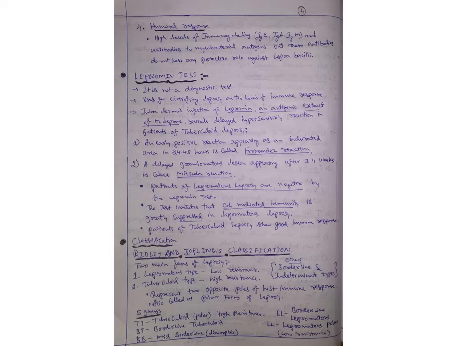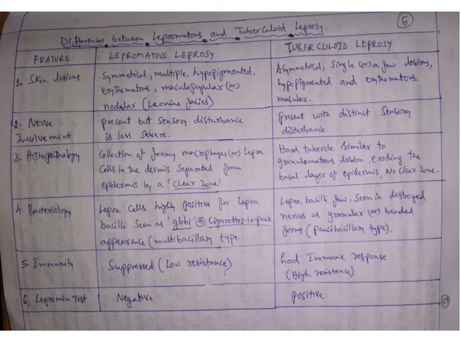If you consider the north pole, tuberculoid leprosy has high body resistance against the microorganisms, whereas there is low body resistance in lepromatous leprosy. Difference between lepromatous and tuberculoid leprosy. So here the features: lepromatous leprosy, tuberculoid leprosy. Features to consider: skin lesions, nerve involvement, histopathology, bacteriology, immunity, lepromin test.